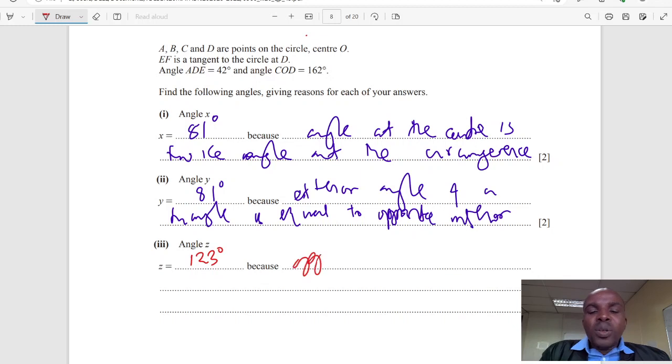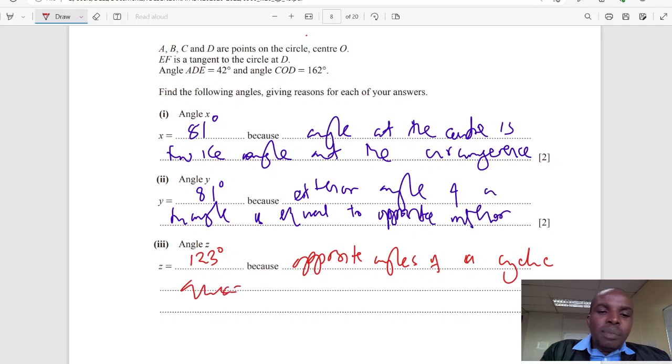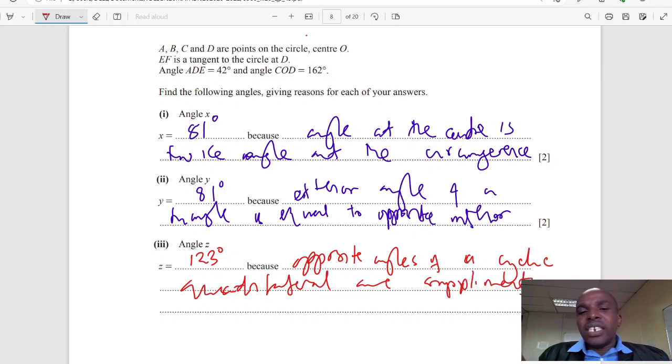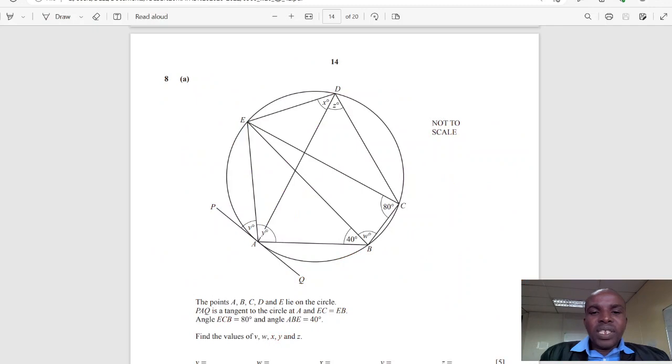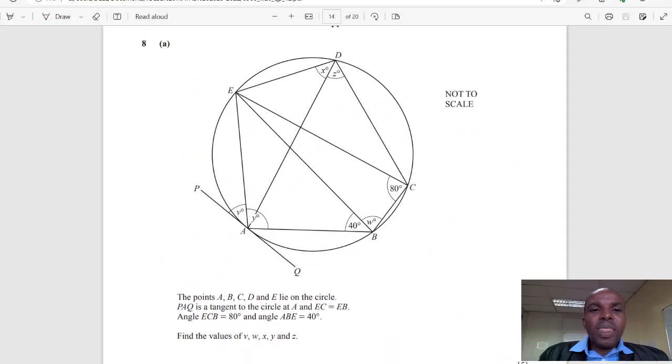Why? These are opposite angles of a cyclic quadrilateral. Opposite angles of a cyclic quadrilateral are supplementary, which means they add up to 180 degrees. Done.